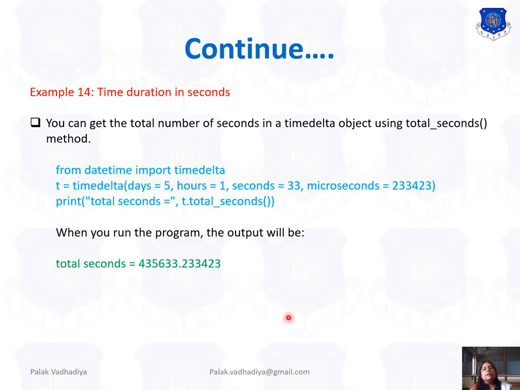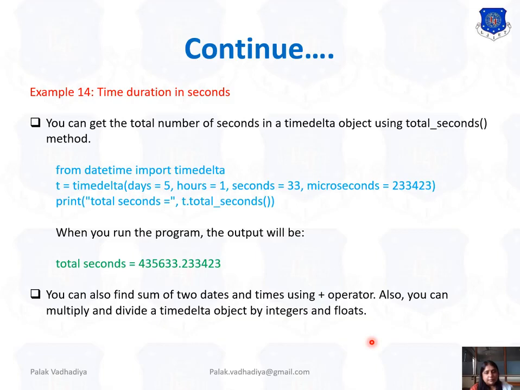Then the answer is like this. It will calculate the time in the number of seconds. So it calculates the seconds equal to 5 days, 1 hour, 33 seconds and microseconds in second form. So 435633 is seconds and 233423 is microseconds. You can also sum two dates and times using the plus operator, and you can multiply and divide the timedelta object by integers and floats.